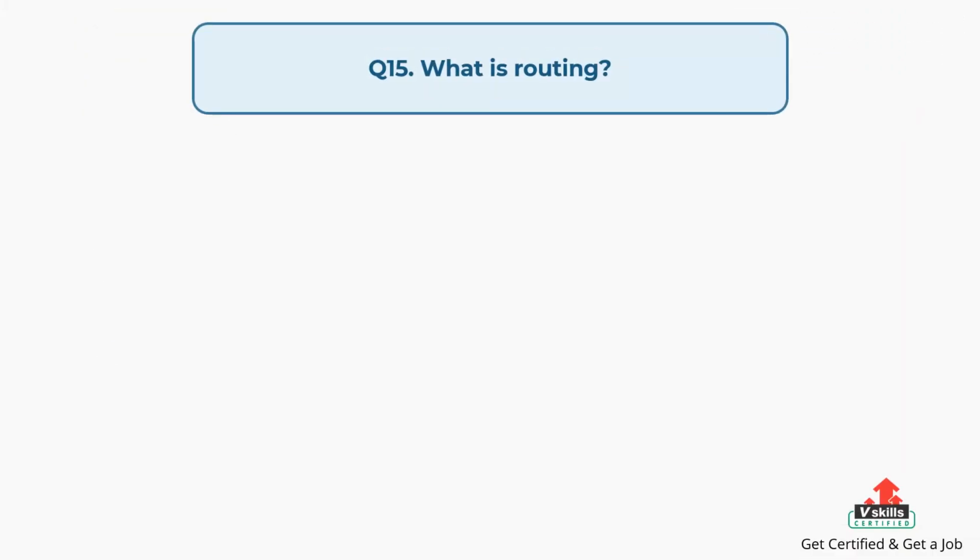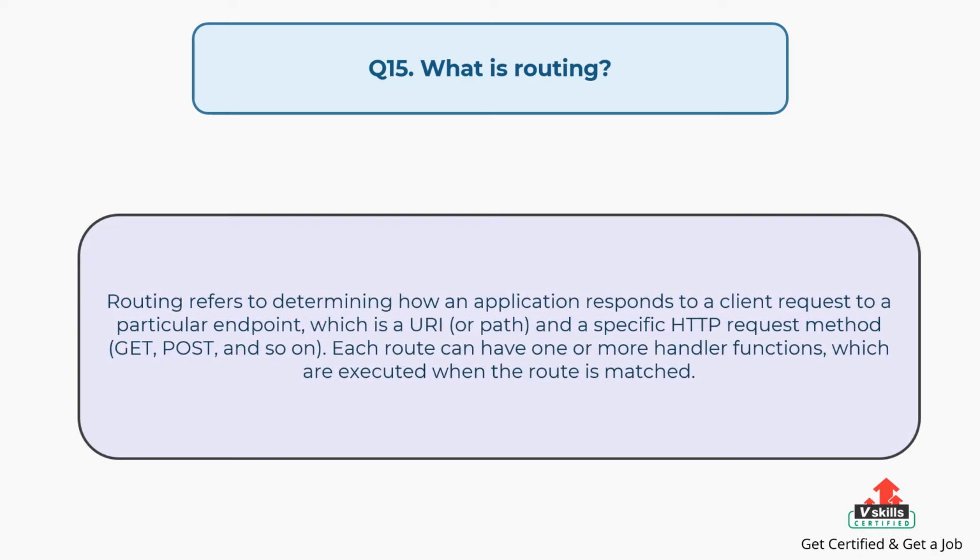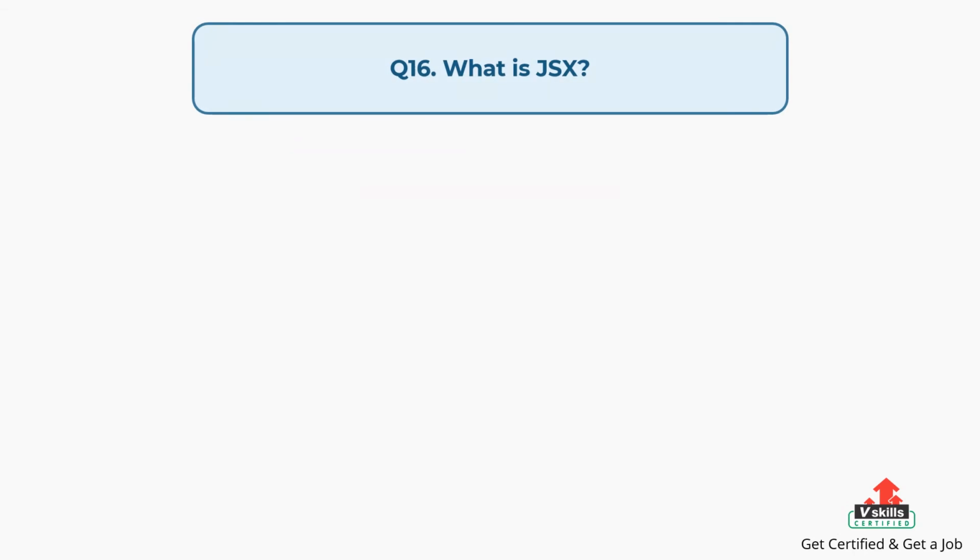Question number 15. What is routing? The answer is: routing refers to determining how an application responds to a client request to a particular endpoint, which is a URI, or path, and a specific HTTP request method, GET, POST, and so on. Each route can have one or more handler functions, which are executed when the route is matched. Question number 16. What is JSX?